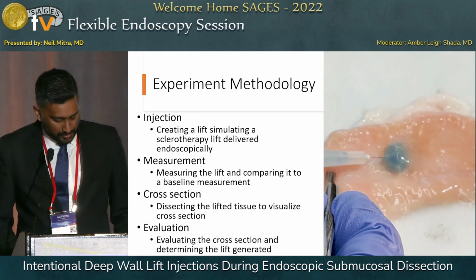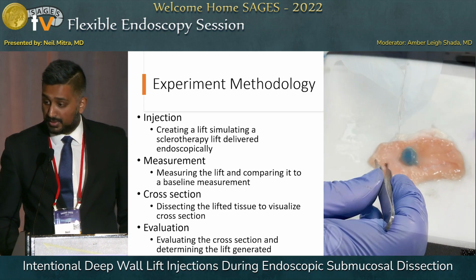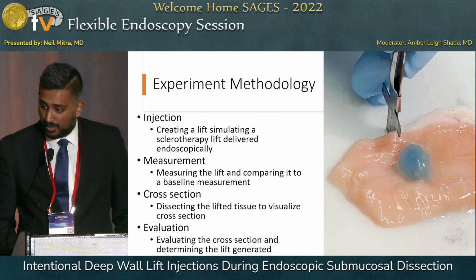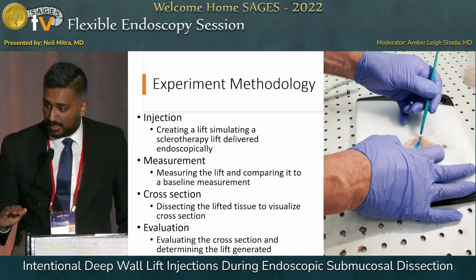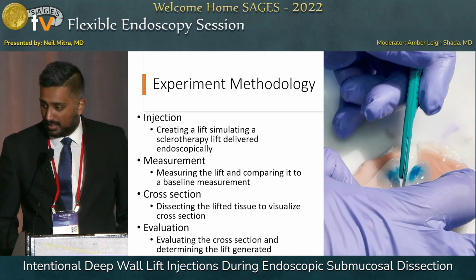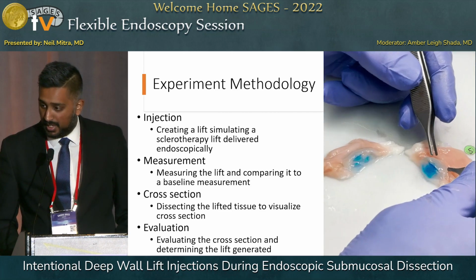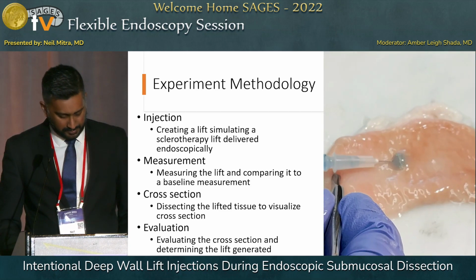With regards to experiment methodology, we decided to first use square pelts of bovine cow colon, and we would inject to create a lift. We then measured the height of the lift and compared it to the baseline height of the mucosa. We then dissected the lift with a scalpel and evaluated the cross-section to determine what layers were lifted.